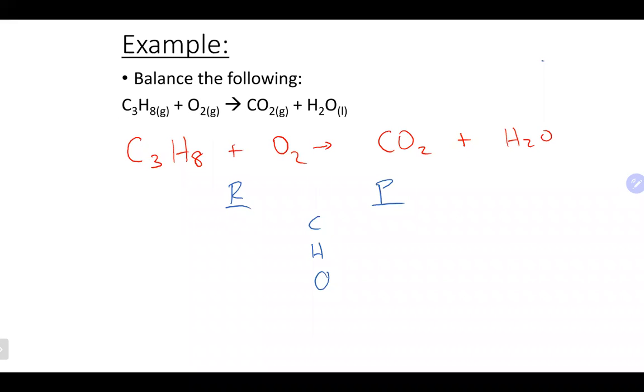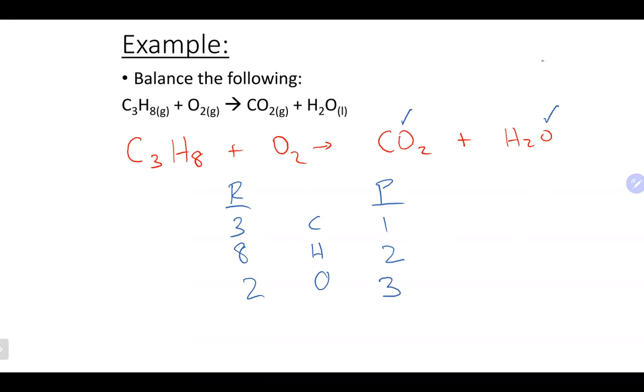Okay, let's take a look at this. Same approach here. I'm just going to make a little table and see where I'm at. Left-hand side, I have 3 carbons. Right-hand side, I have 1. Left-hand side, I have 8 hydrogens. Right-hand side, I have 2. Left-hand side, I have 2 oxygens. And right-hand side, I have 2 oxygens there, plus 1 more there, which gives me 3 total oxygens at this point.